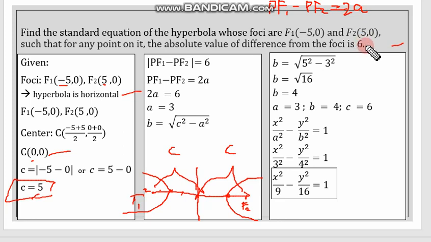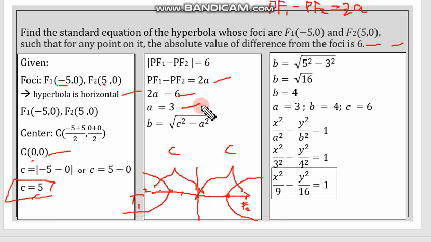So therefore, 6 is equal to 2a. PF1 minus PF2 is equal to 6, and PF1 minus PF2 is equal to 2a as per the definition of our hyperbola. So 2a is equal to 6. Divide both sides by 2. That's a is equal to 3.